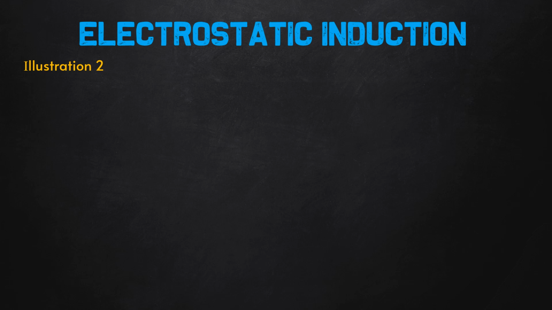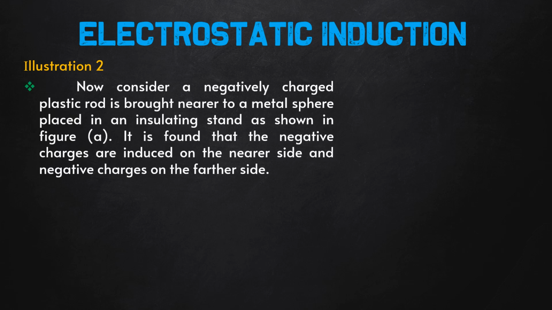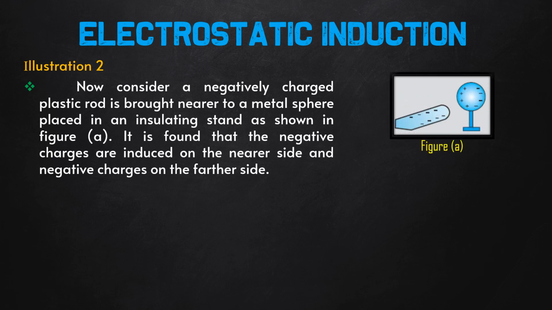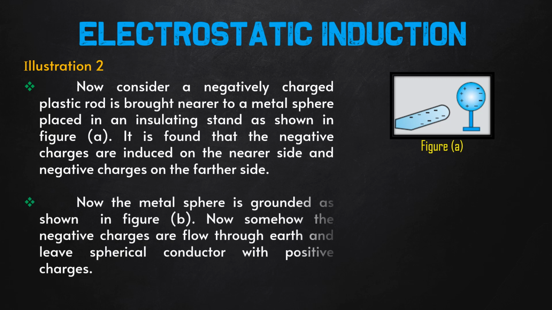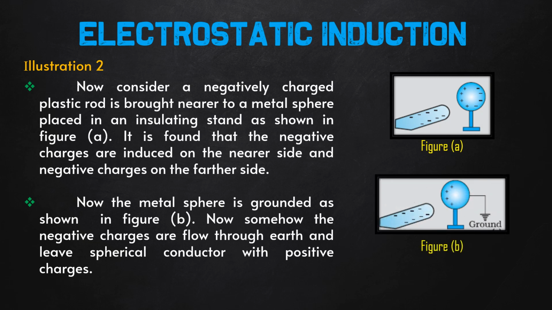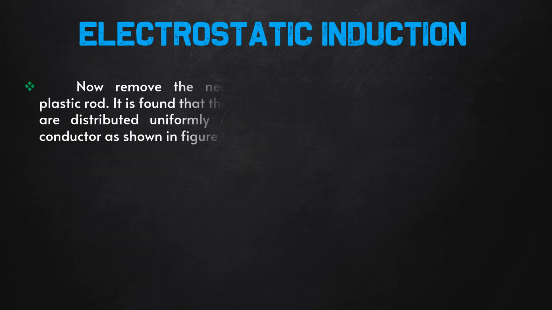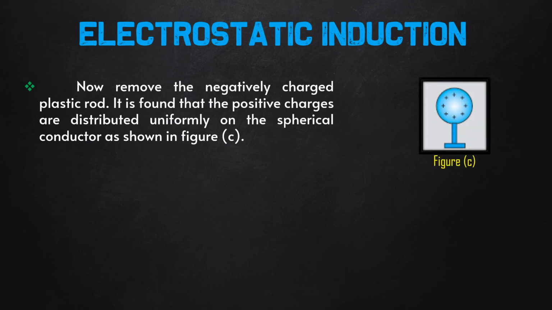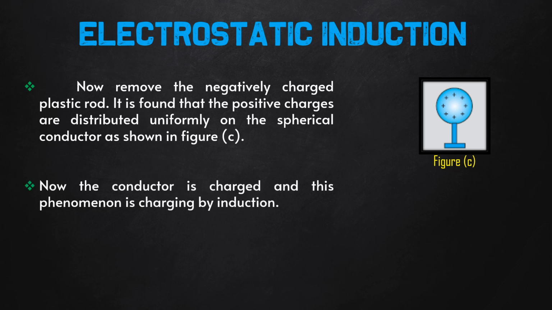Now we go to illustration 2. Consider a negatively charged plastic rod is brought nearer to a metal sphere. It is observed that positive charges are induced on the nearer side and negative charges on the farther side. Now the metallic sphere is grounded as shown in the diagram. Now some of the negative charges flow to the earth and leave the metallic sphere with positive charges. Now on the removal of the negatively charged plastic rod, we found that the positive charges remain.